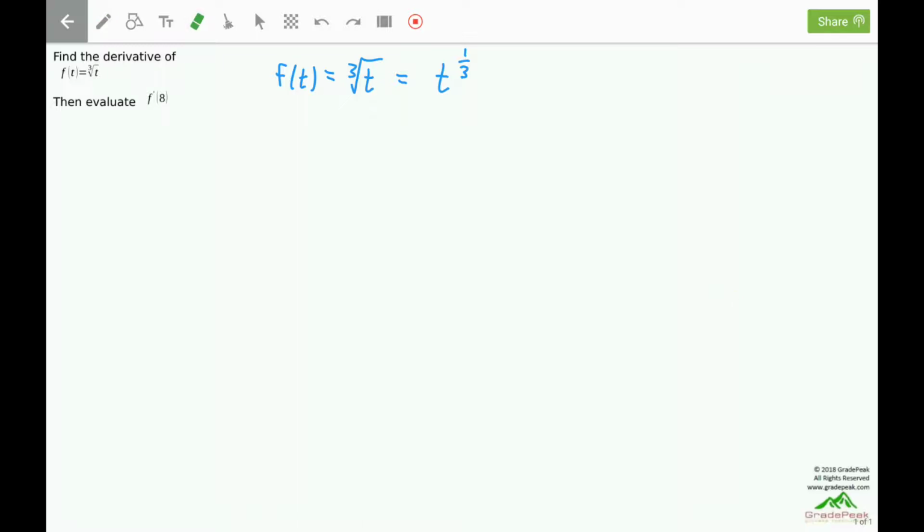Now that we've rewritten it as an exponent, we can use the power rule for the derivative. F prime of t will be, bring down the power, multiply it, so 1/3, t to the 1/3 minus 1, which you can then get a common denominator of 1/3 minus 3/3, and it'll be 1/3 t to the 1/3 minus 3/3 is negative 2/3. Now because it's a negative exponent, it can be moved to the denominator and renamed a positive exponent.